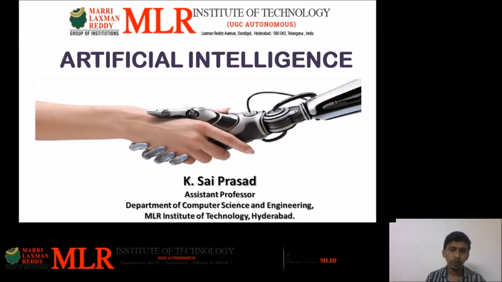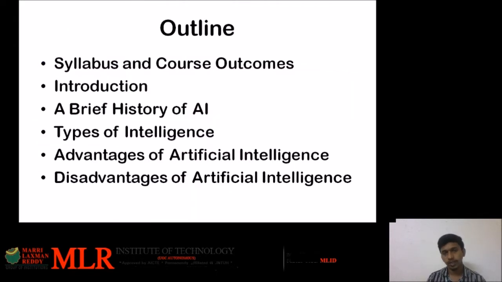So, let's move on with what we are going to discuss in this video. Initially, I'll introduce the syllabus, what I will be teaching as part of this course. Let's discuss the course outcomes. And moving on, we'll talk about some basic introduction parts, some history of AI, the different types of intelligence which we need to learn as part of AI, and basic things like the advantages and disadvantages. So, a brief discussion is given as part of your introduction.